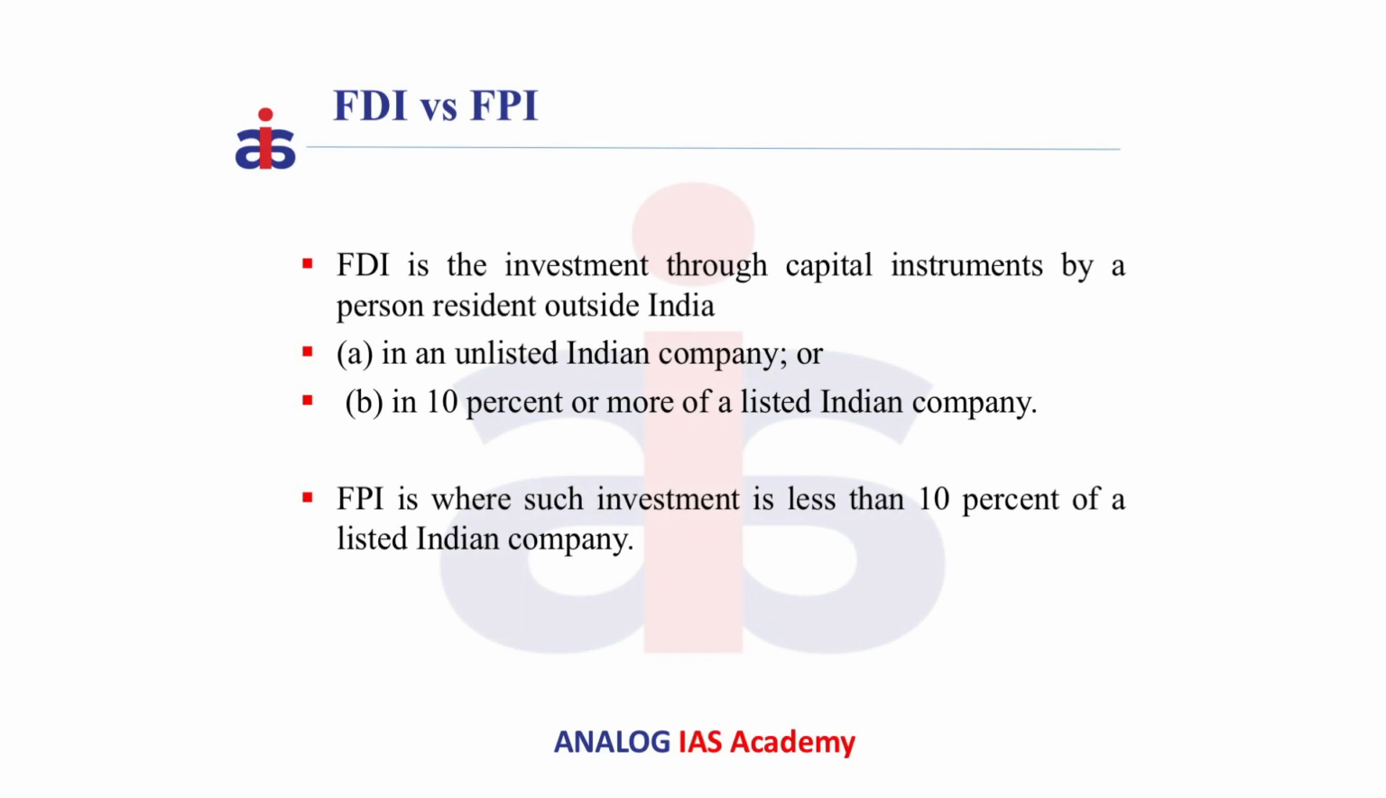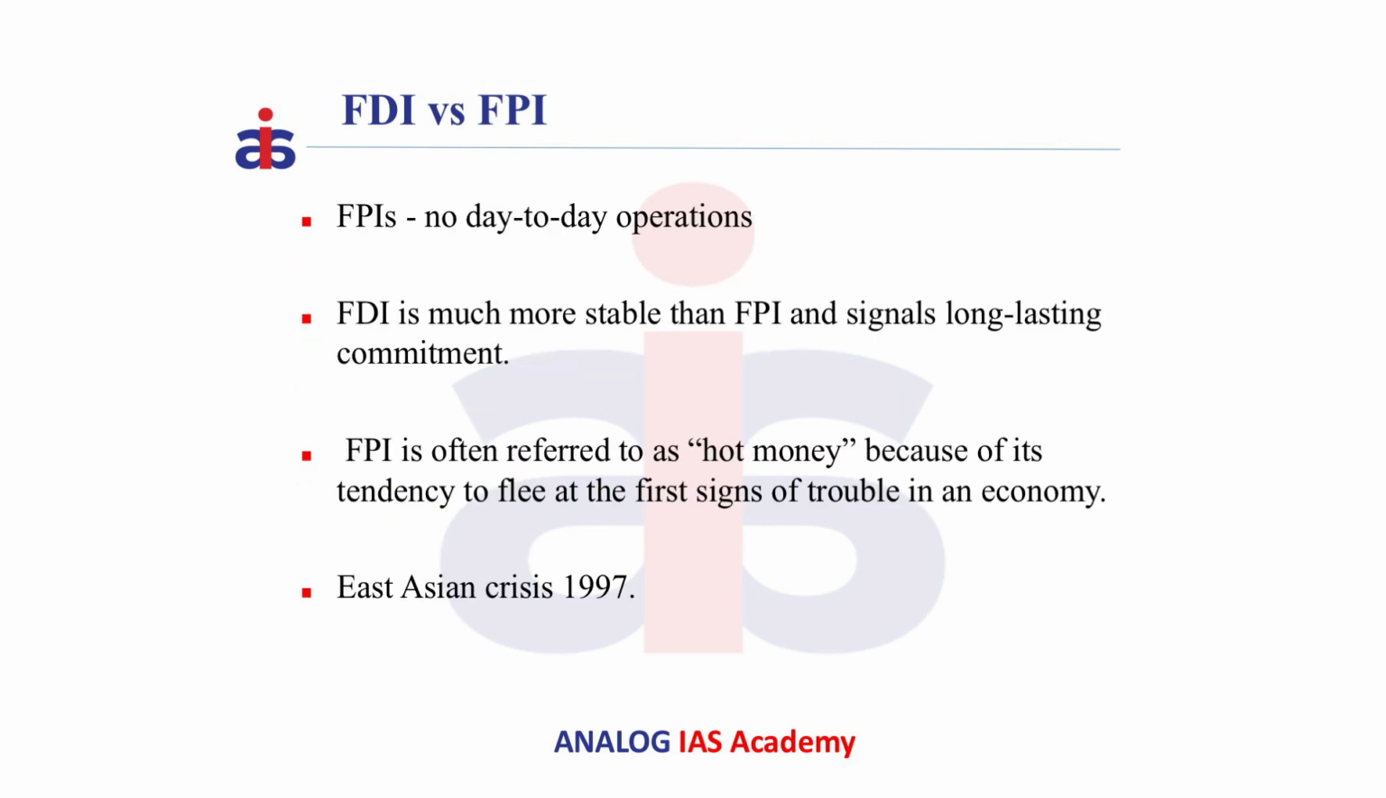Now let us see differences between FDI and FPI. FDI is an investment through capital instruments by a person resident outside India in an unlisted company or 10% or more of listed Indian company. Whereas FPI is where such investment is less than 10% of listed Indian company. Also, FPIs do not actively involve in day-to-day operations and strategic plans of domestic companies, even if they have controlling interest in them. FDI is much more stable than FPI and signals long-lasting commitment.